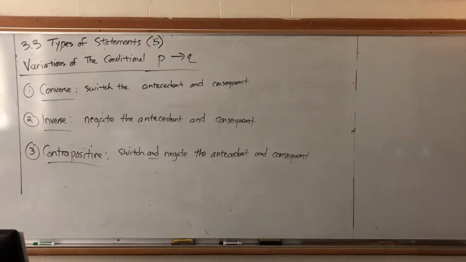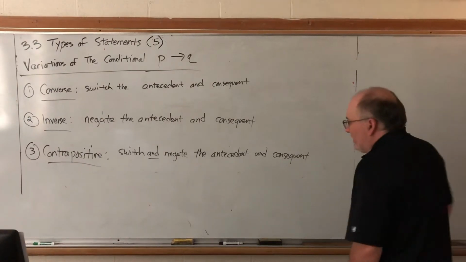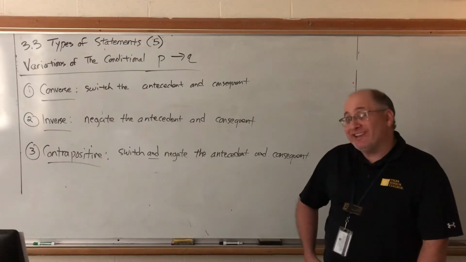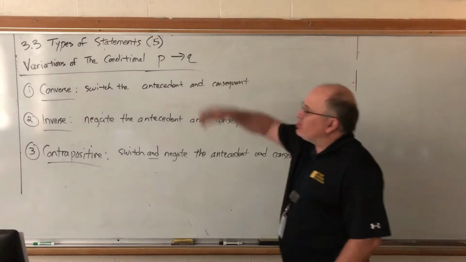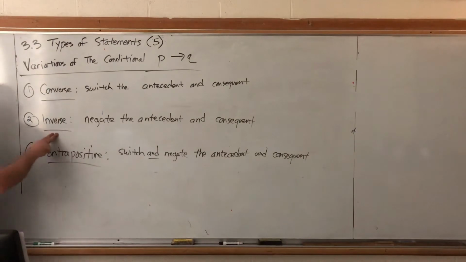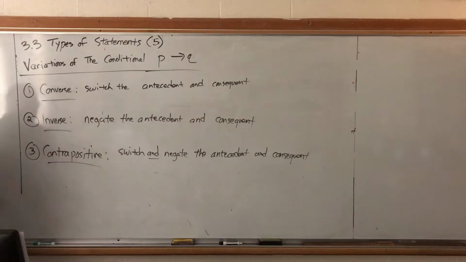Section 3.3, Types of Statements, Video 5. The last part of the section is called Variations of the Conditional, meaning that if you have an if-then statement, there are things you can do to turn it into another if-then statement. The three variations of the conditional are called the converse, the inverse, and the contrapositive. There's a new word. The definitions are pretty straightforward.